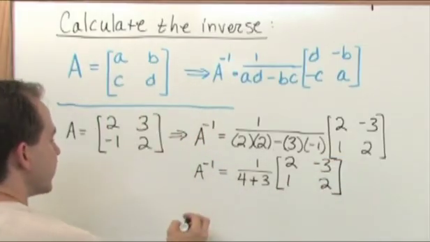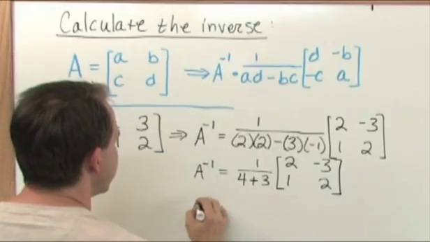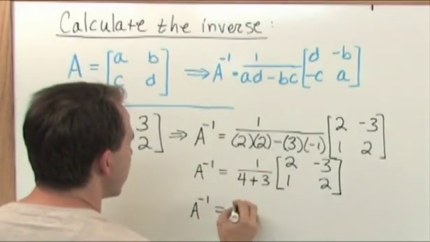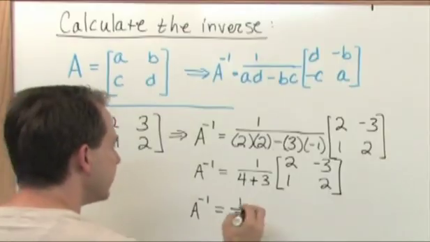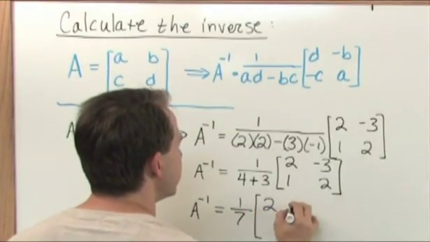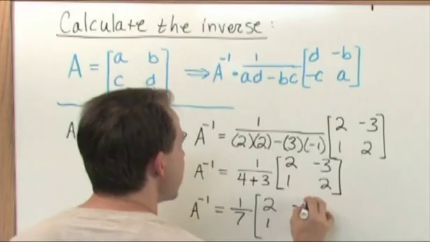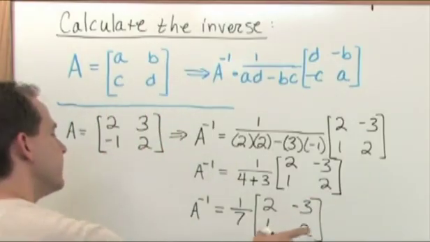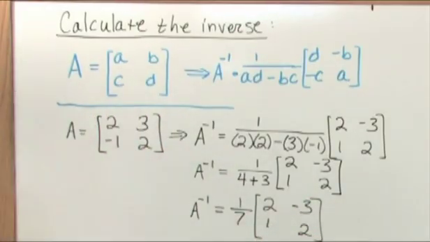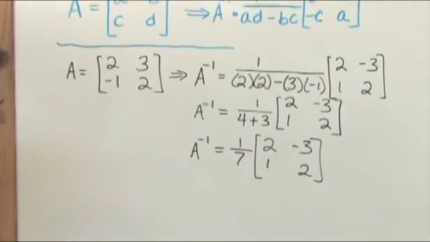Let's continue on a little bit more. The inverse is going to equal 1 over 7 times 2, negative 3, 1, 2. Now, what do you do when you have a number outside multiplied by a matrix? One of the first sections of this class talked about that.